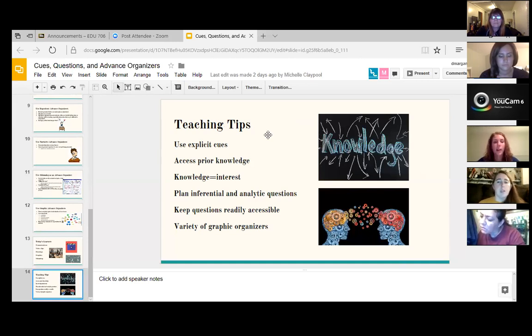And then using a variety of graphic organizers, not always using the same one so that they get used to what to expect, but showing them lots of different ones and getting them interested and engaged in different ways. So that's what we have about Q's, questions, and advanced organizers.